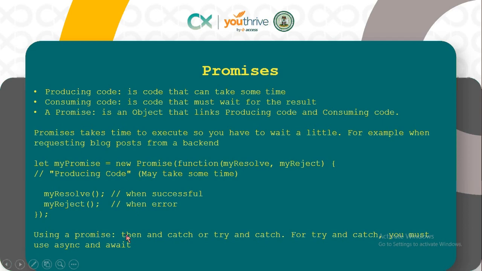So when you're using a promise, then and catch or try and catch is used in order to tell JavaScript, please wait for this code to run before you continue whatever you're doing. So for try and catch, you must use async and await. And I also found out that for this vanilla thing, for the then and catch, you can also add the async, and it will work the way it is expected. So let's try this out.